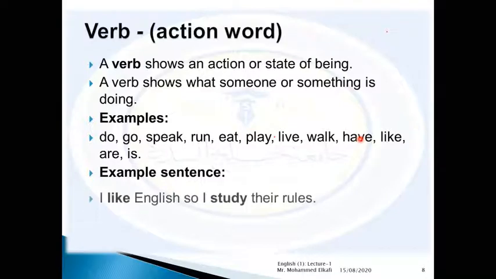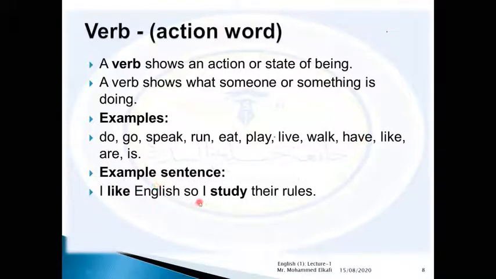Example sentence. I like English, so I study their rules. Here, like is a verb. It tells us about what? Action or state of being. I like English. So it tells about something, okay? It's a verb. So I study. Study is also another verb, okay?